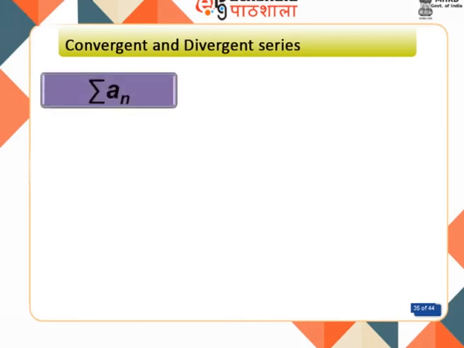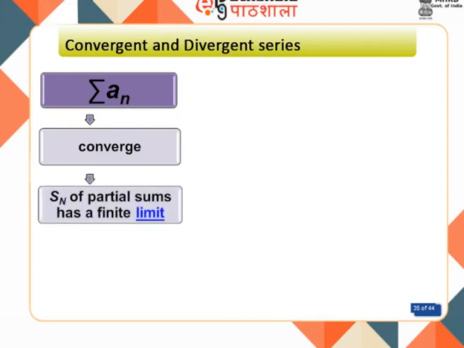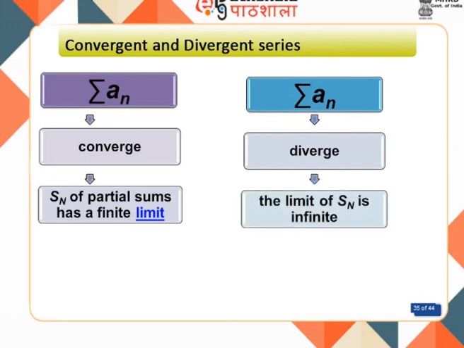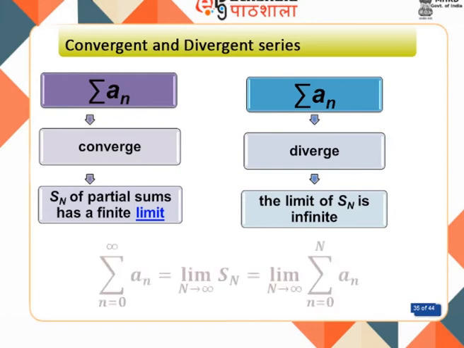A series Σan is said to converge or to be convergent when the sequence Sn of partial sums has a finite limit. If the limit of Sn is infinite or does not exist, the series is said to diverge. When the limit of partial sums exists, it is called the sum of the series. It can be written as the summation of an, where n goes from 0 to infinity, is equal to the limit as n tends to infinity of Sn, which is equal to the limit as n tends to infinity of the summation of an, where n goes from 0 to n.